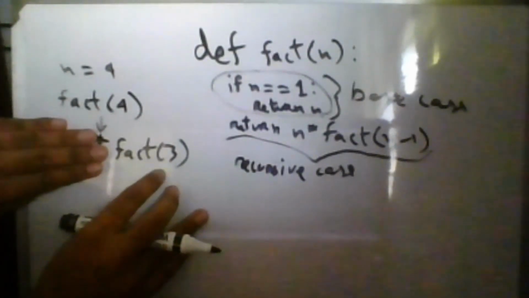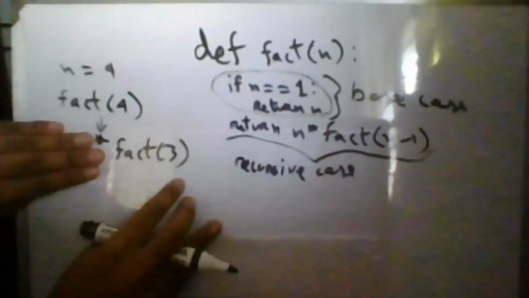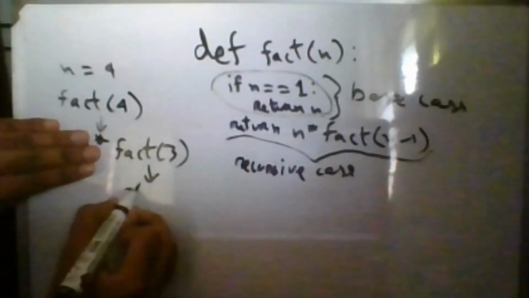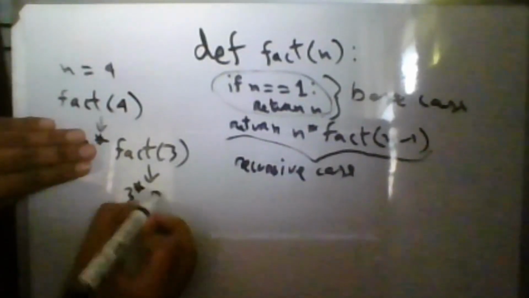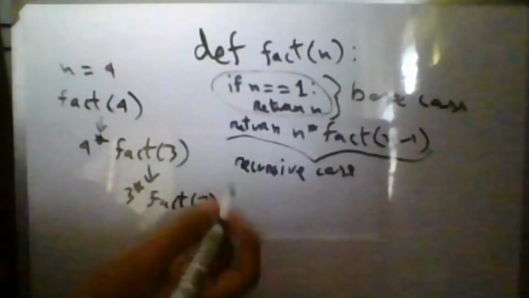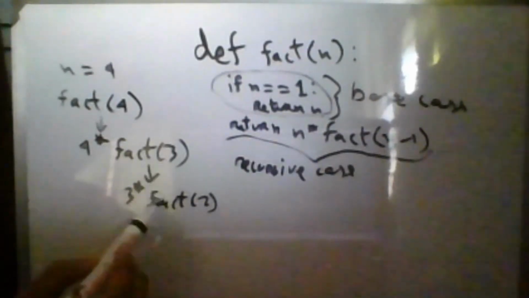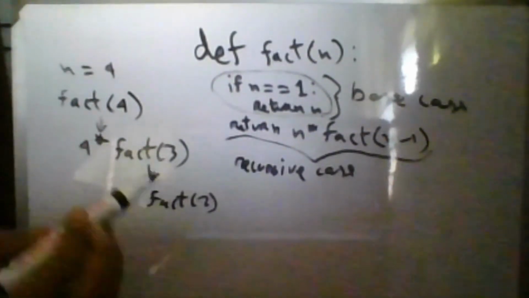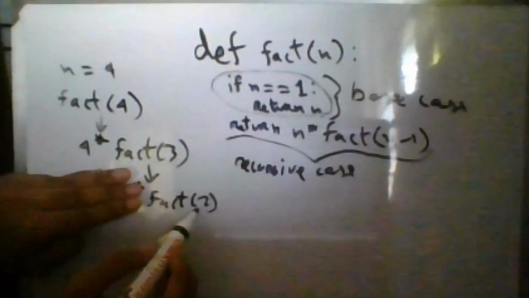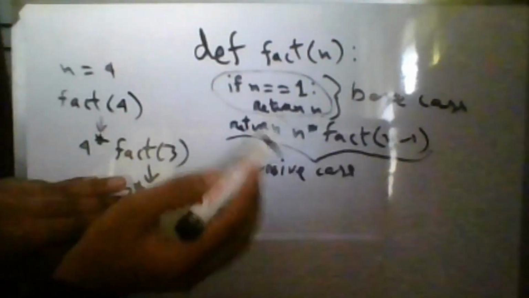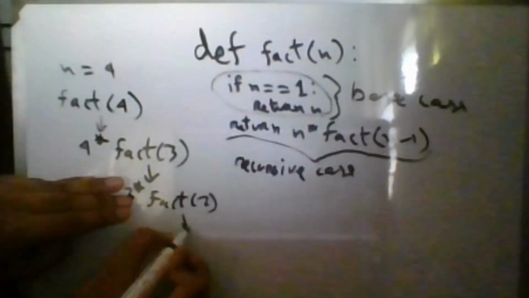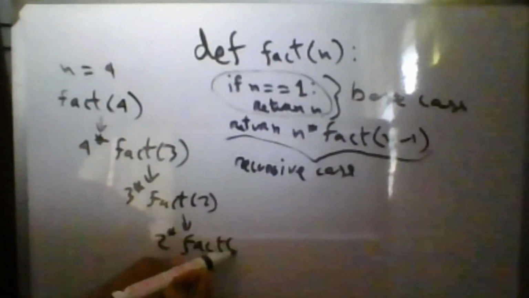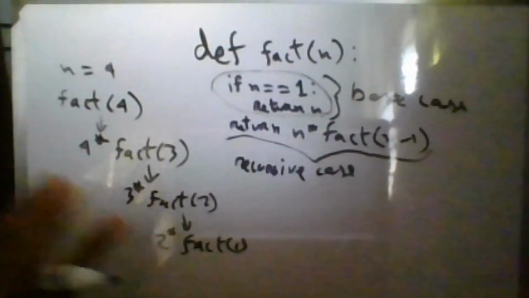Well, now n is 3, right? n is not equal to 1, so it didn't hit the base case. So it's going to return this again. It's going to be n, which is now 3, and then fact 2, since 3 minus 1 is 2. And now this is our new return value. Let's again forget about the multiplication and focus on the functions. What would fact 2 give us? n is not 1, it didn't hit the base case, so it's going to return 2 into fact 1. I hope this workflow is understandable for you.